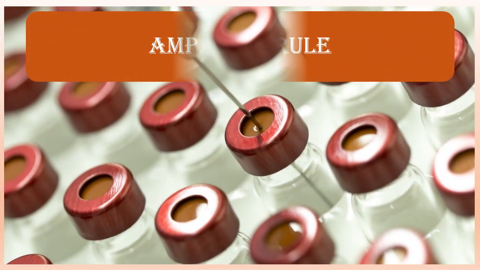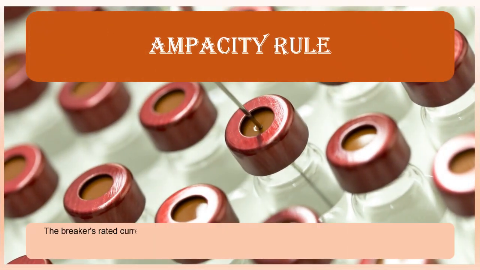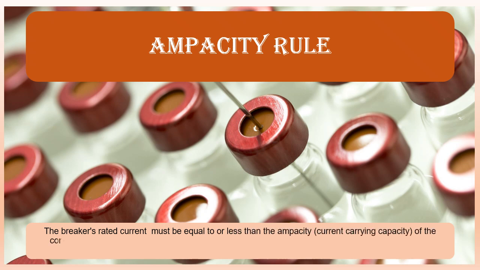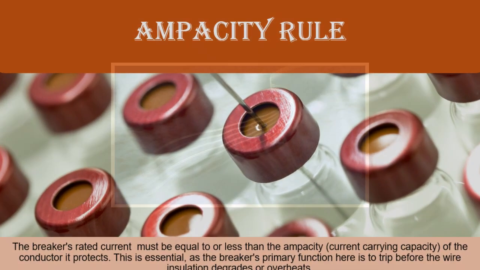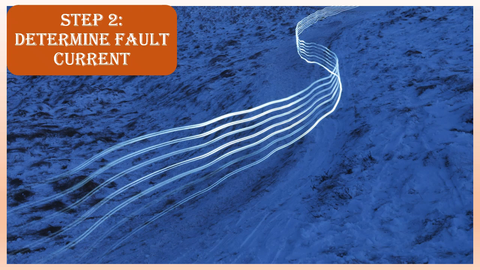Ampacity Rule. The breaker's rated current must be equal to or less than the ampacity, the current carrying capacity, of the conductor it protects. This is essential, as the breaker's primary function here is to trip before the wire insulation degrades or overheats.